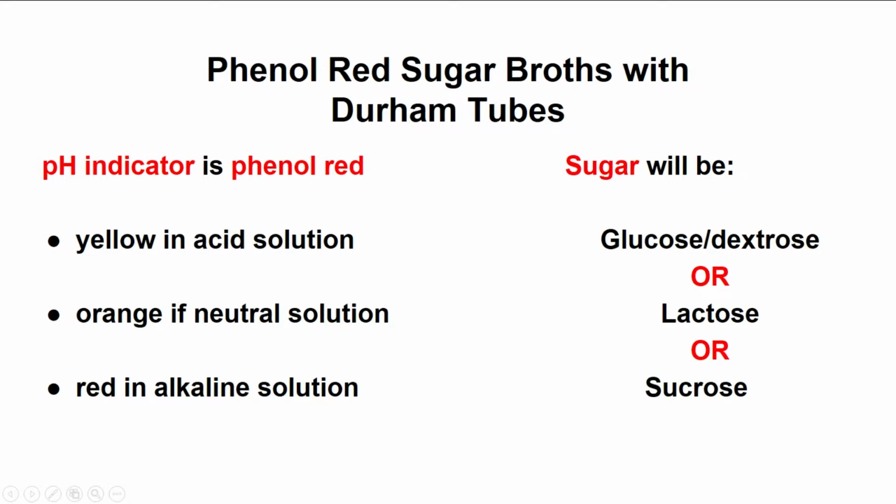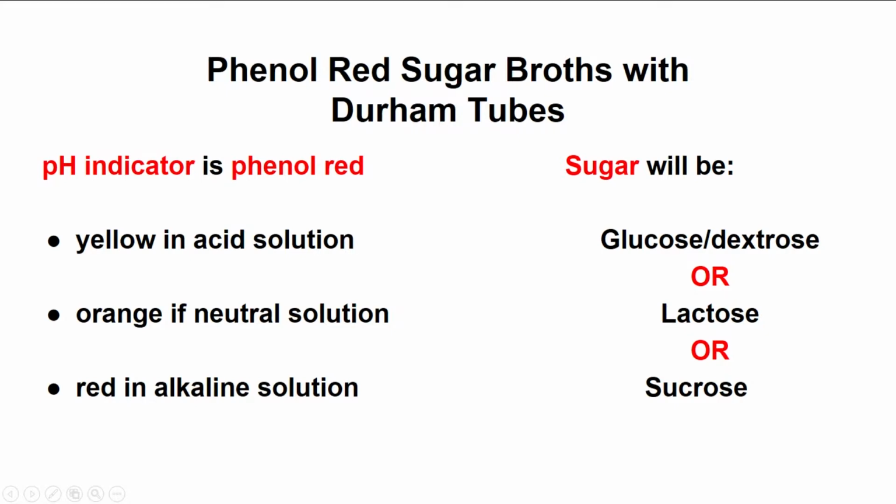If it turns to orange, it means it's a neutral solution. But for this particular test, it doesn't really matter if it gets to orange coloration. We don't really care about that. We really only care if it changes to yellow, which means acid production. If acid's being produced in high amounts, that indicates that fermentation is going on. So we would say that this is really important.